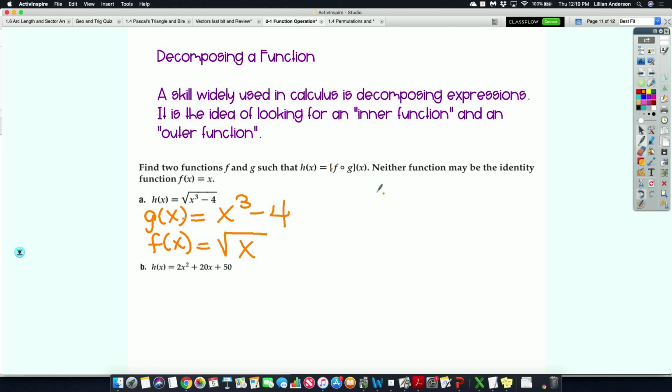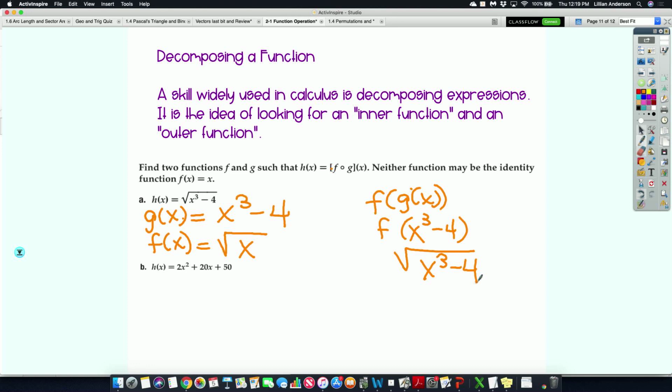Okay, so let's just make sure we got this. G of x basically means that I'm going to plug the g function into f. F is the square root of x. So I'm going to plug in x to the third minus 4 to get the square root of x to the third minus 4. I think y'all might have been overthinking it.